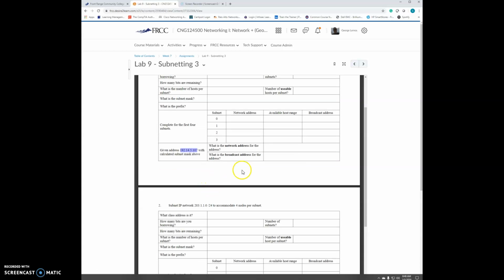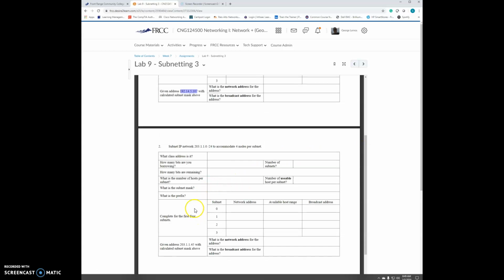A real world example would be a printer, and printers do go rogue. A printer went rogue, it grabbed the wrong IP address, and now it can't talk to anything on the network. This would be the situation, and you'd be saying, okay, it picked up this address, but it's on a different network. It belongs to this network address and this broadcast address.